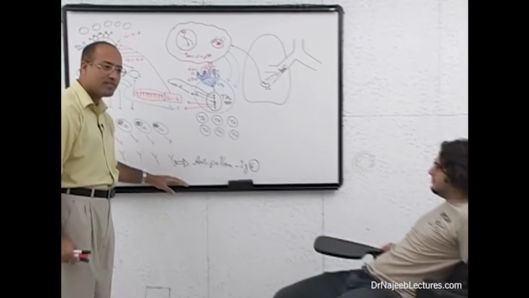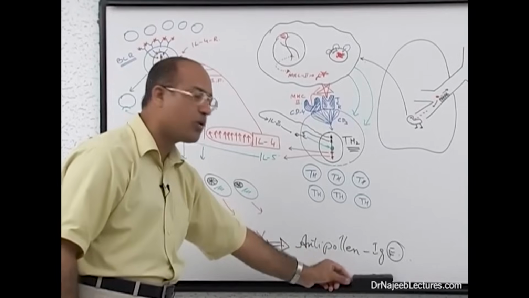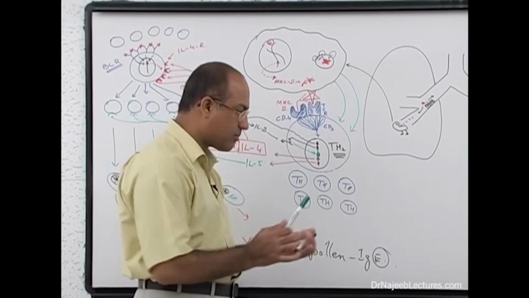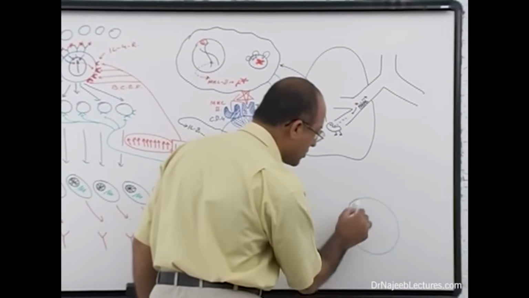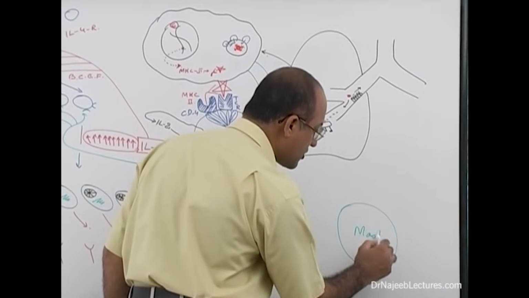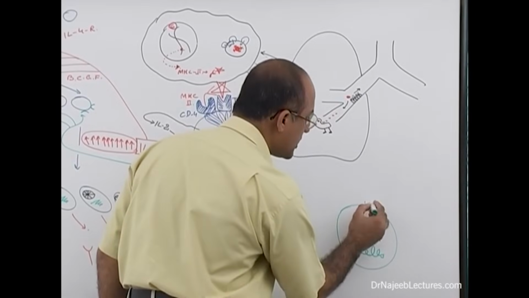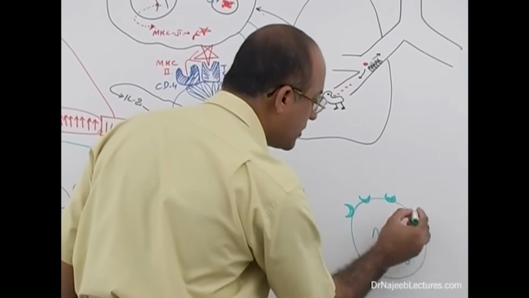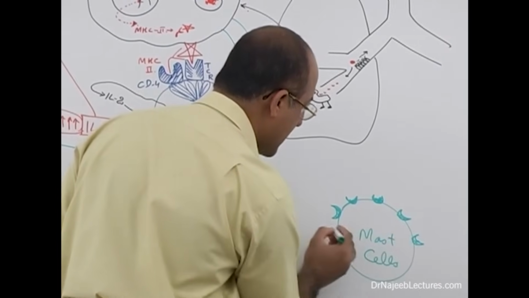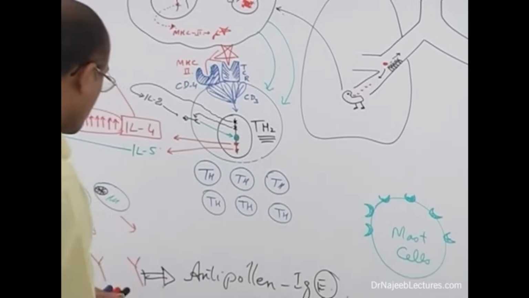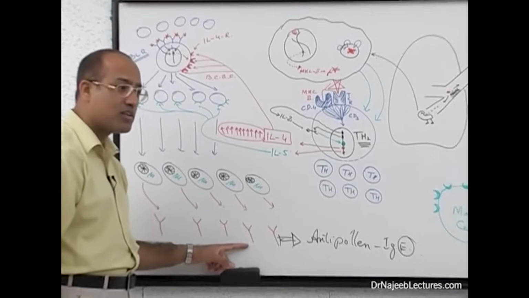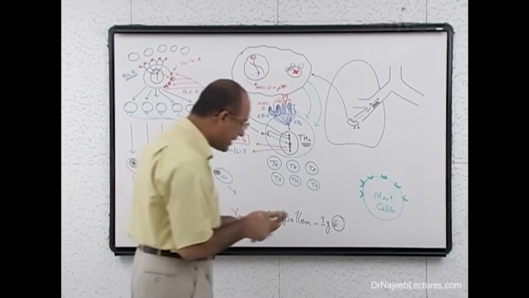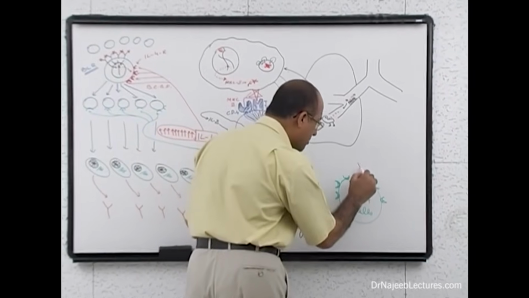What is the change? The change is he is making antipollen IgE, and this IgE has special receptors present on the mast cell. Let's suppose this is a mast cell. Mast cells have a unique type of receptors. Every mast cell has unique receptors, and basophils also have similar receptors, and these receptors love to bind which antibody? IgE. So as IgE is being produced by these plasma cells, IgE will bind with the mast cells.